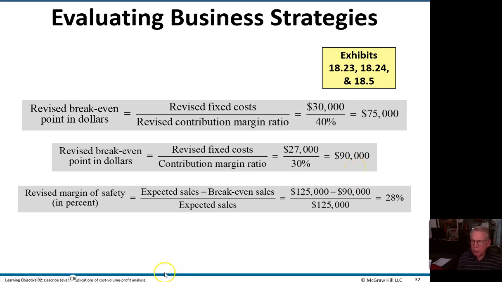So our revised margin of safety then is our expected sales minus break-even sales divided by expected sales. Here, we're going to take the 125,000 minus 90,000, divided by 125,000. So our margin of safety is 28%.